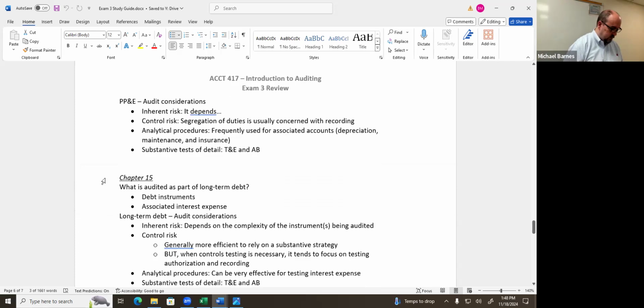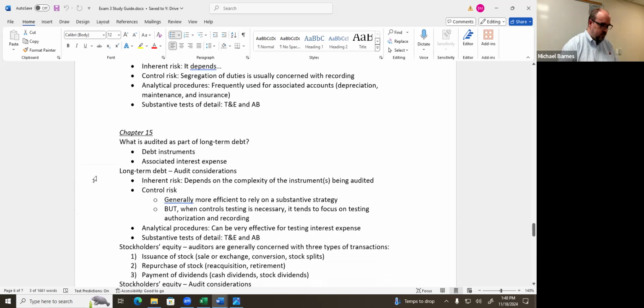All right, moving to chapter 15. There's that note on inherent risk again. It depends on the complexity of the instrument being audited. Then it's generally more efficient to rely on a substantive strategy. We talked about it in chapter 14, but we reiterated this point in chapter 15 more critically. This is the first time we started talking about a substantive strategy.